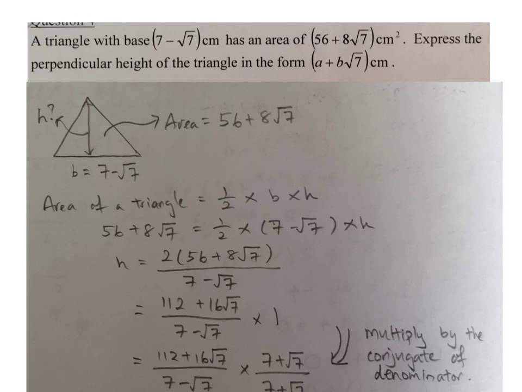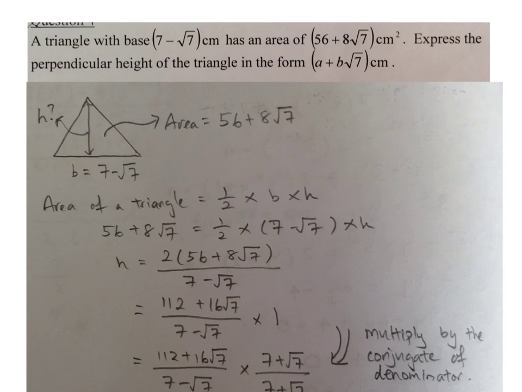So this question does not give you a diagram. So the first thing that I will do is always to draw myself a diagram. So I draw myself a triangle. The base is 7 minus square root 7, and they tell us that the area is actually 56 plus 8 square root 7, and we are asked to find the perpendicular height, which is this.